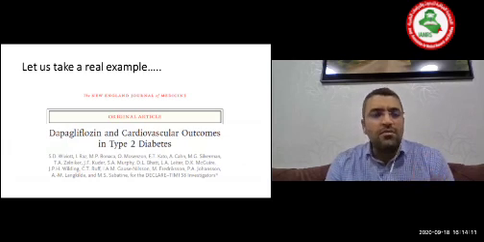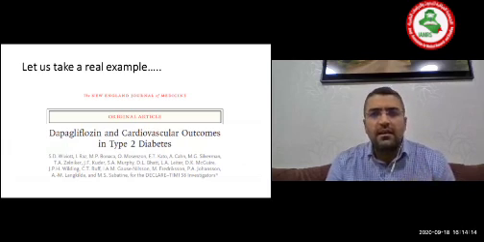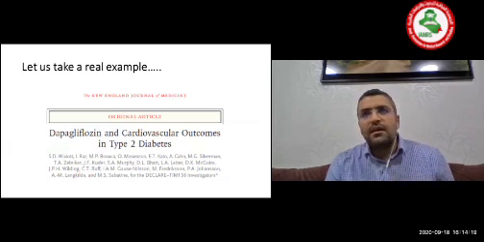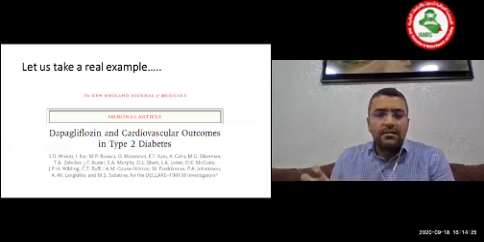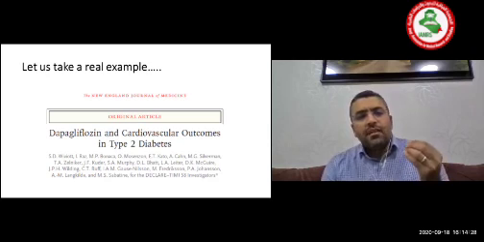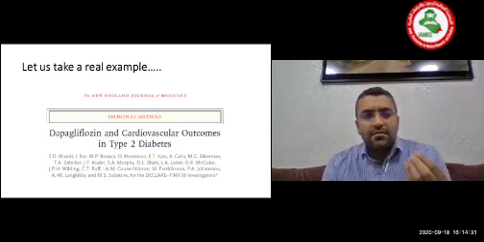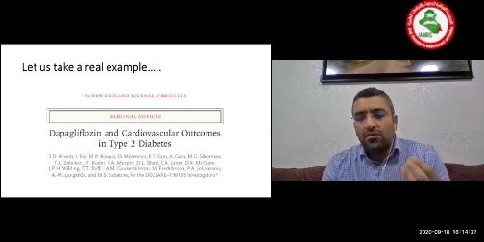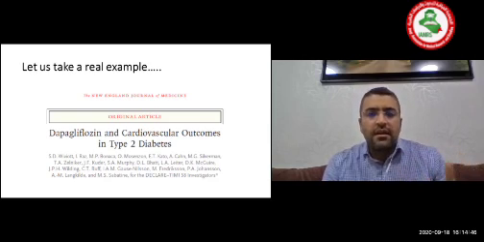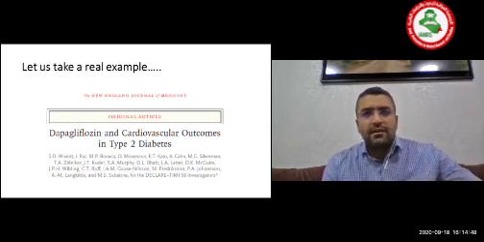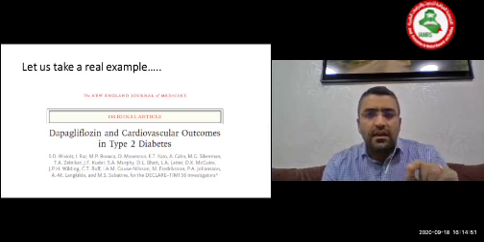Dapagliflozin at that time was a new medication. It hadn't been given to people. It was a novel medication. It acts on the SGLT2 receptors in the kidney, so it takes sugar from the blood into the urine. So they wanted to test the effect of dapagliflozin on the cardiovascular outcome in patients with type 2 diabetes, because the FDA does not approve any new medication, even if it is effective, unless it passes the cardiovascular outcome safety profile, unless they make sure that this drug is safe.